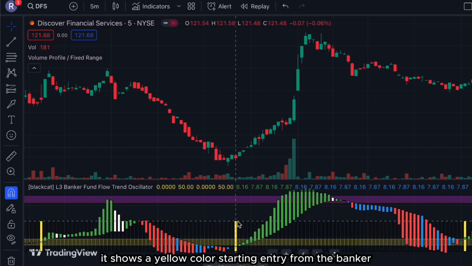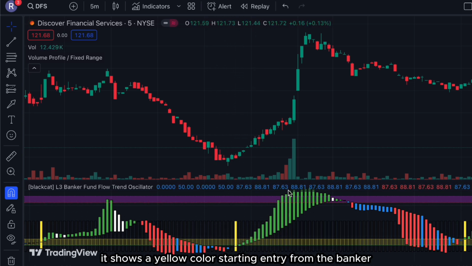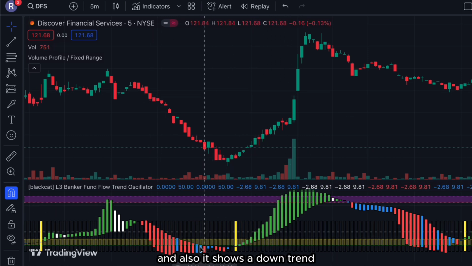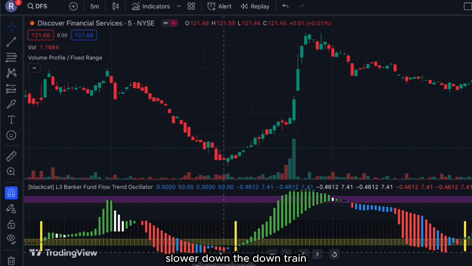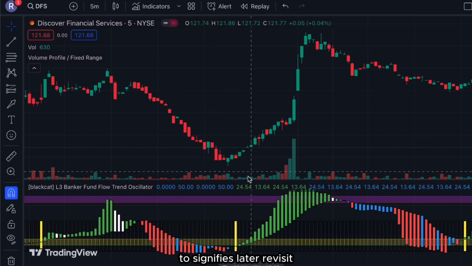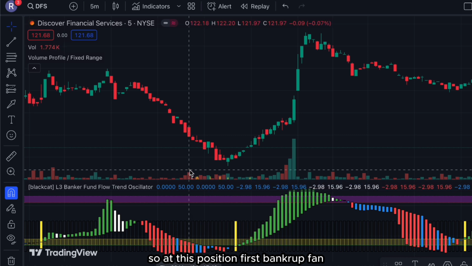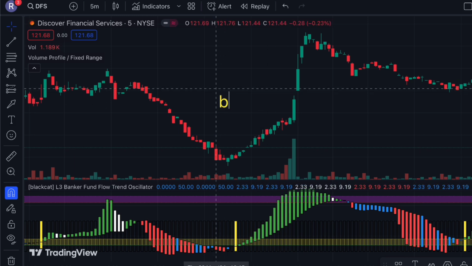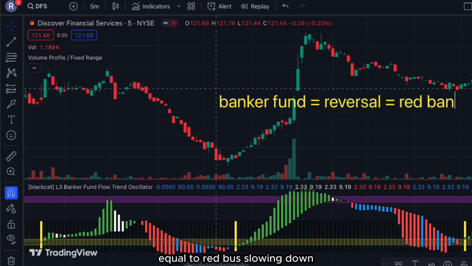First, it shows a yellow color, the starting entry from the banker, and also it shows a green color of reversal. And also it shows a downtrend slowing down, and it has a shorter momentum to signify a later reversal. So at this position, first, banker fund shows reversal, equal to the red bar slowing down.